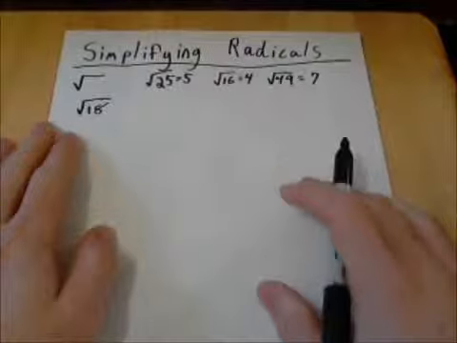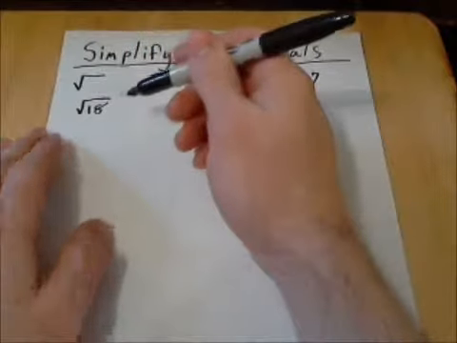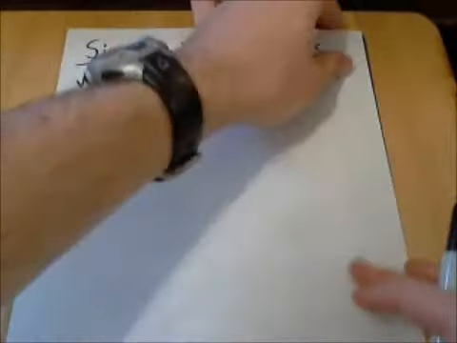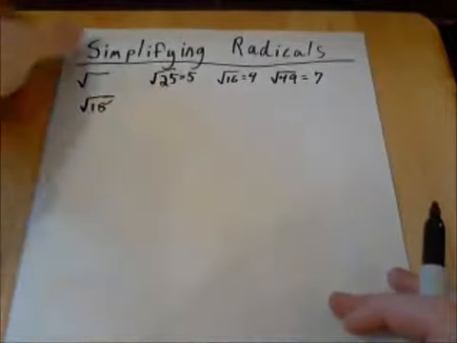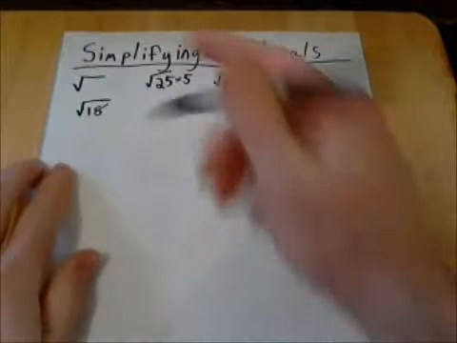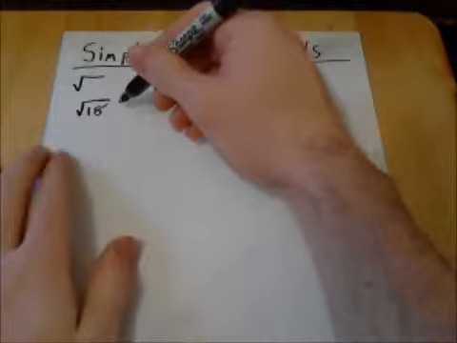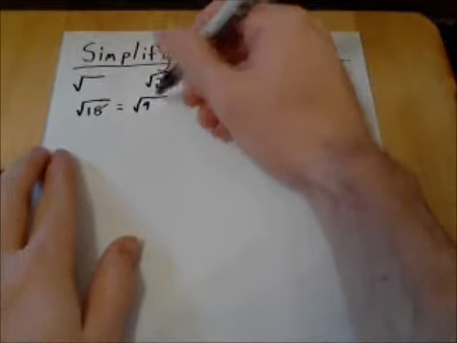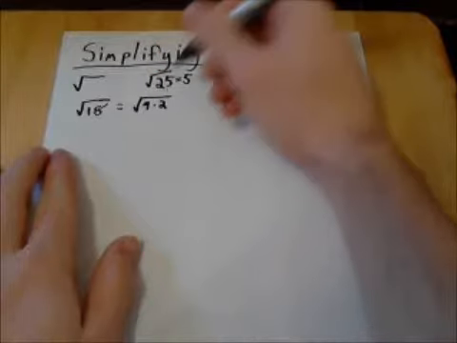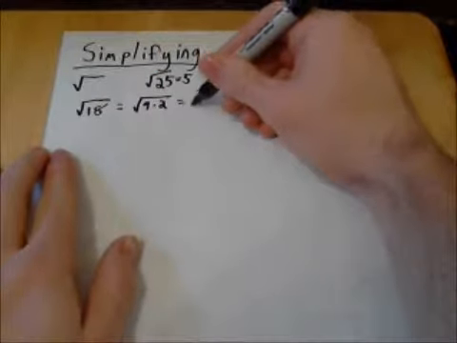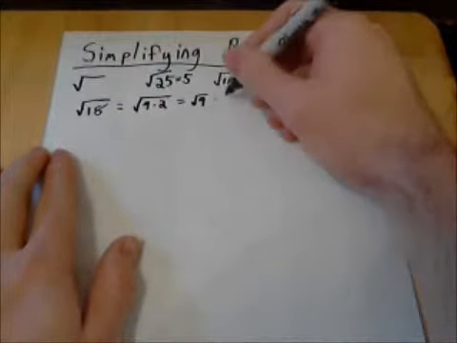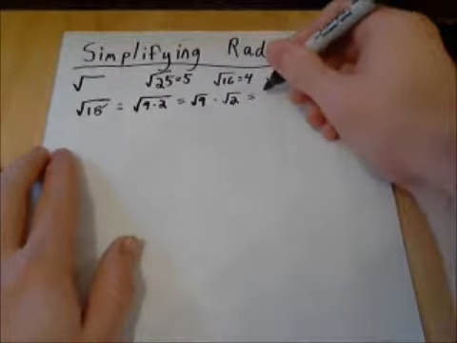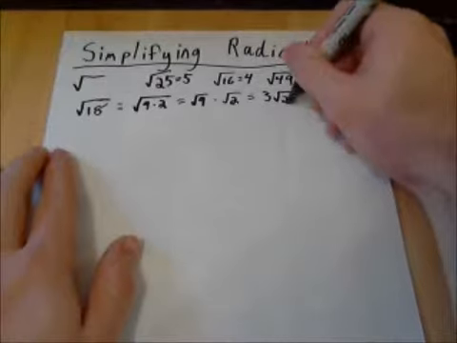Well, we know that the square root of this is not going to be a nice whole number as up here. However, we can simplify this expression just a little bit. So that's what I'm going to show you how to do here. The square root of 18 can actually be rewritten as the square root of 9 times 2. And this is the same as the square root of 9 times the square root of 2. And the square root of 9 equals 3, so we end up with 3 times the square root of 2.